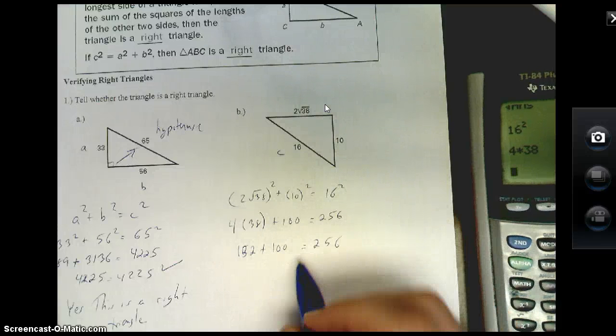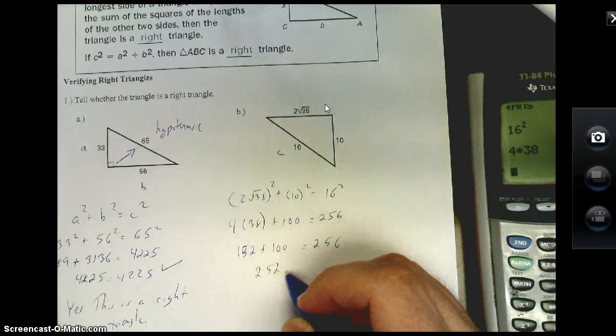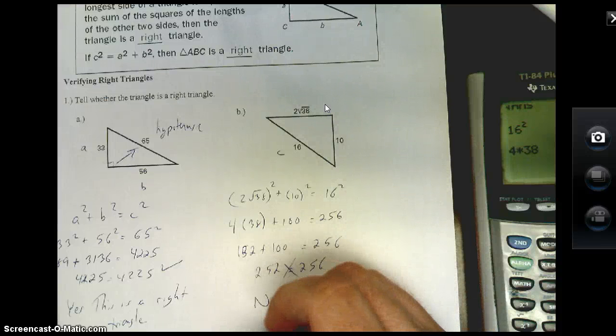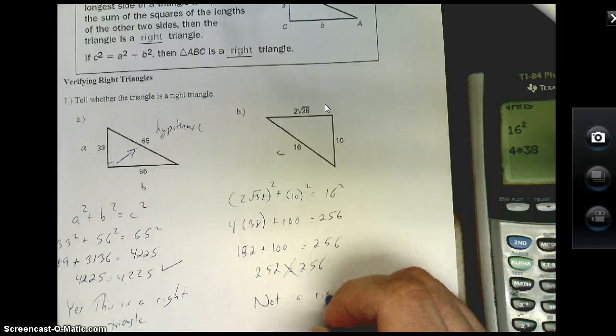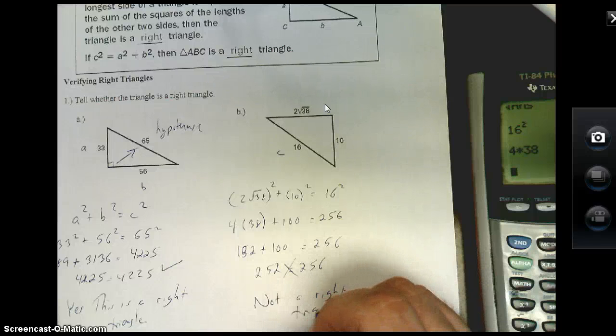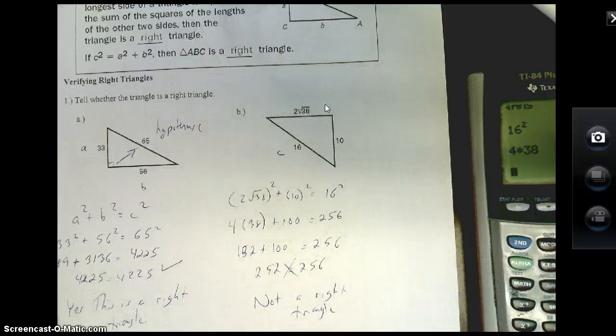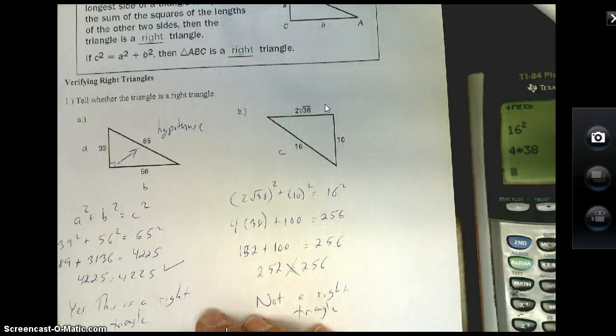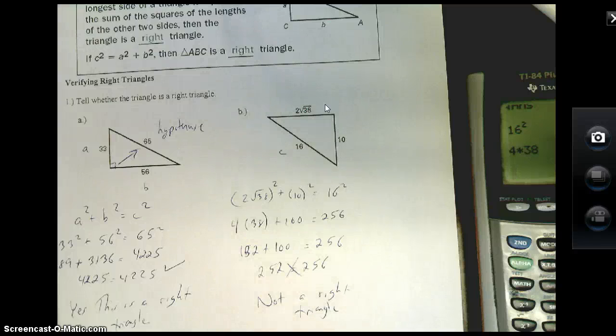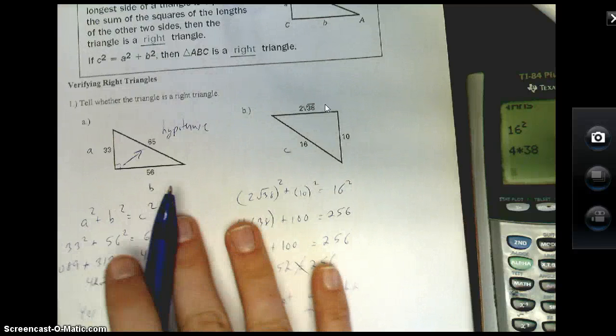If I add those two together, does 252 equal 256? The answer is no. Therefore, this is not a right triangle. This would be something else instead. That's the whole point of this converse of the Pythagorean theorem. Fairly simple, nothing new, really, just verifying if it is a right triangle or not.